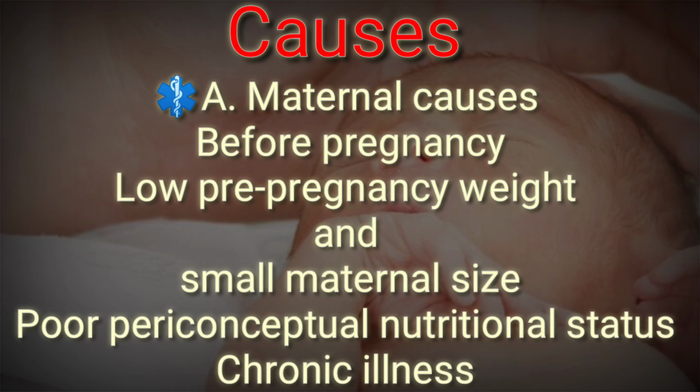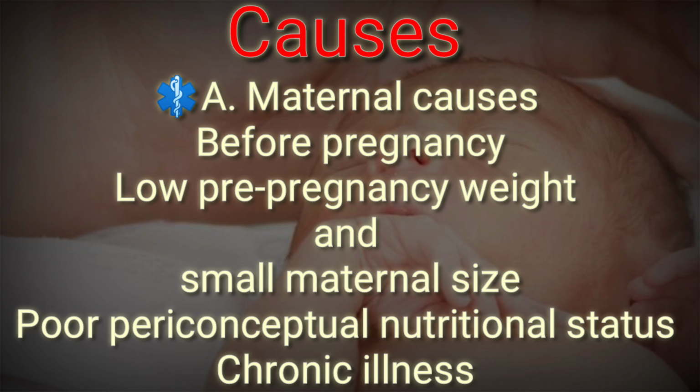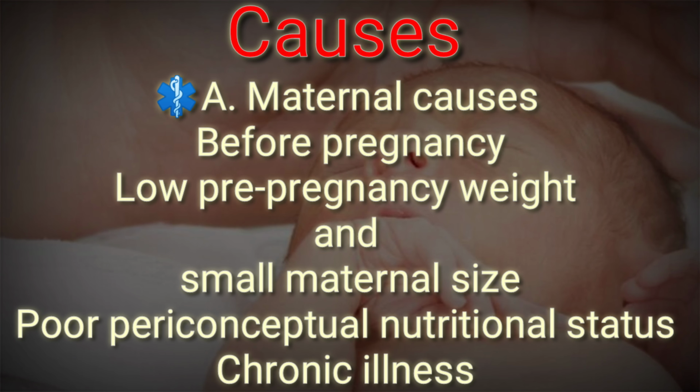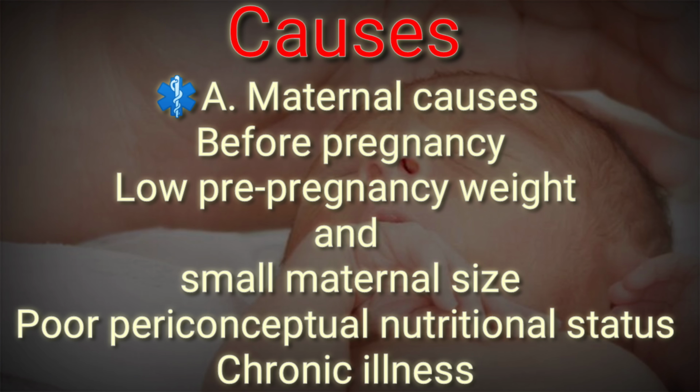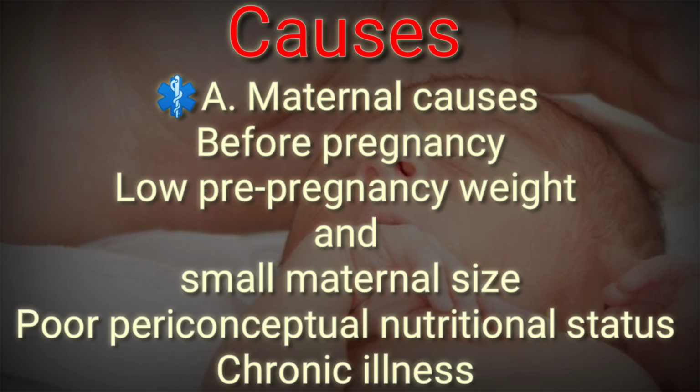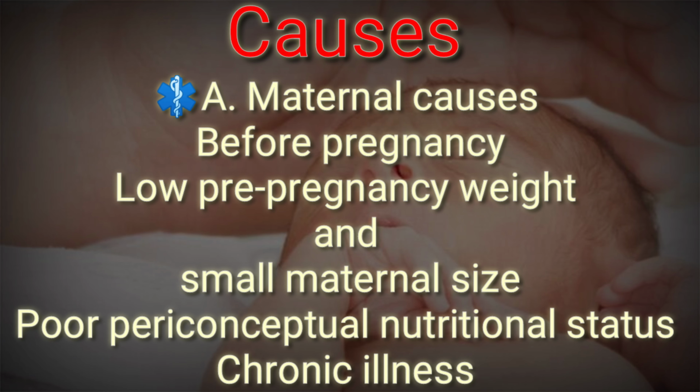What are the causes of intrauterine growth restriction? The maternal causes include, before pregnancy, if the mother has low pre-pregnancy weight and small maternal size, poor periconceptual nutritional status such as anemia or folate deficiency, low socio-economic status, chronic illness such as malabsorption, diabetes, renal disease, etc., use of certain drugs, smoking and alcoholism, then pregnancy-induced hypertension.